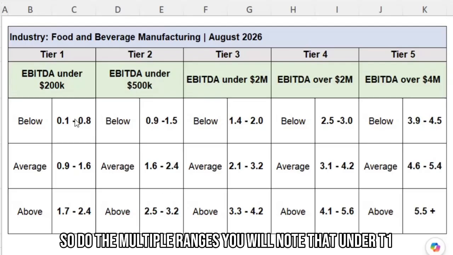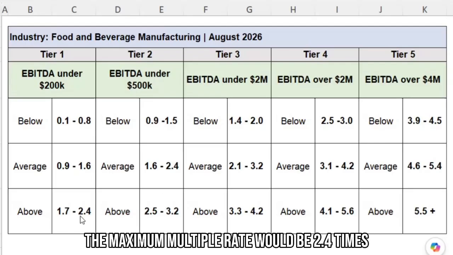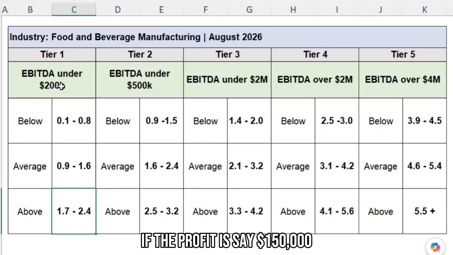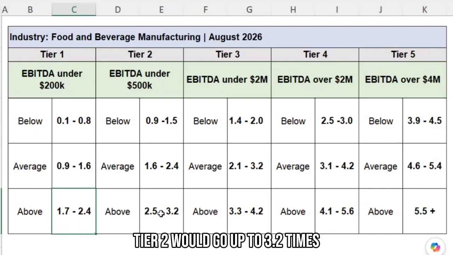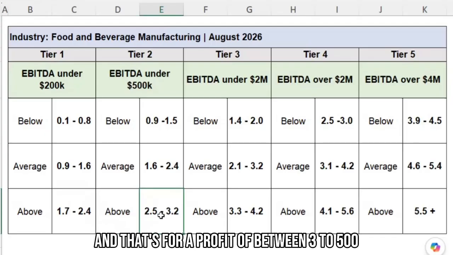You will note that under tier 1, the maximum multiple rate would be 2.4 times if the profit is, say, $150,000 or less than $200,000. Tier 2 would go up to 3.2 times, and that's for a profit of between 300 to 500.